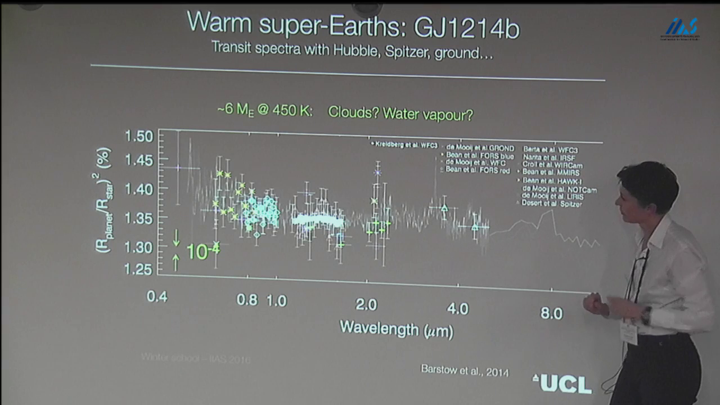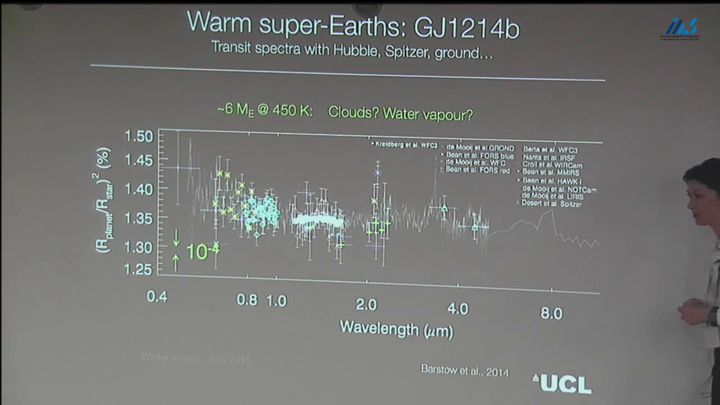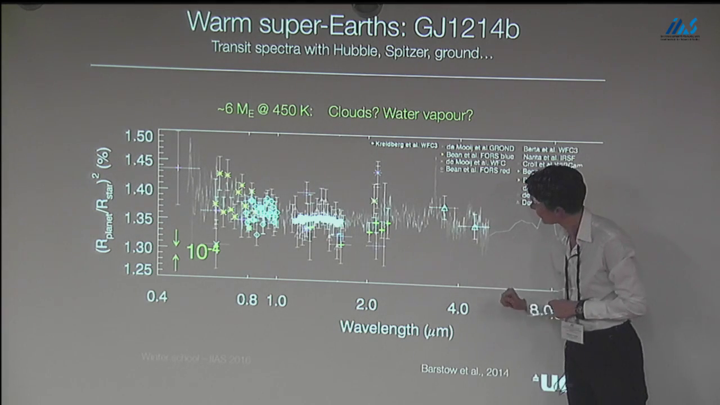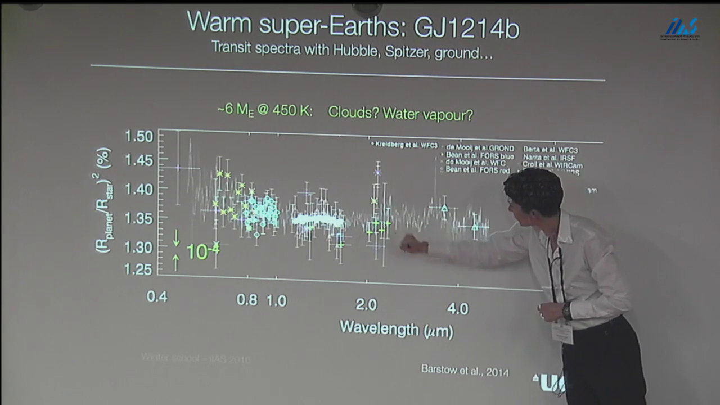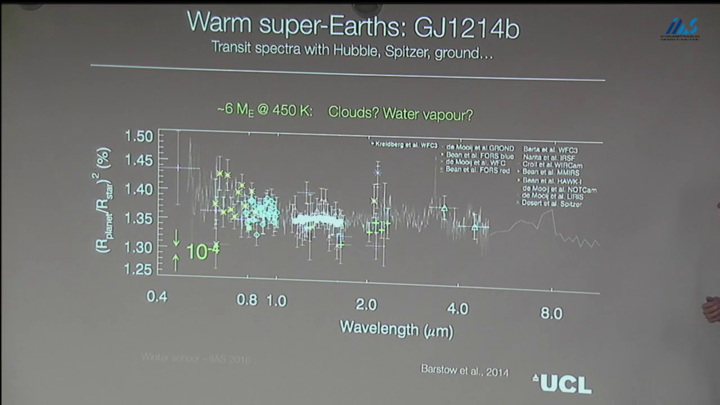Unfortunately, many of the other measurements are taken from the ground, which means it's quite challenging for this kind of planet, especially in the infrared. These are two Spitzer data points. But as you can see, there's still a bit of scatter, and so it's not really obvious to conclude on this planet.